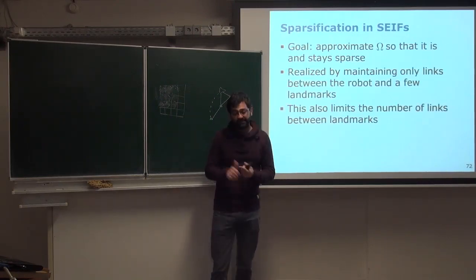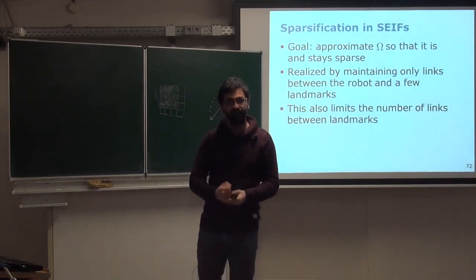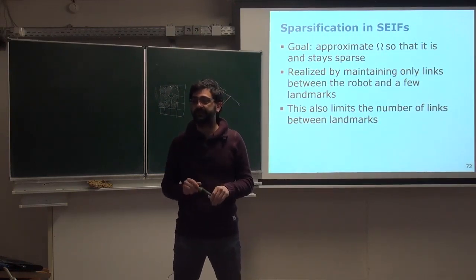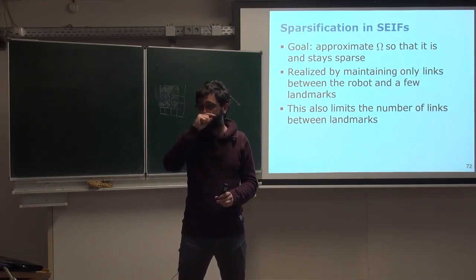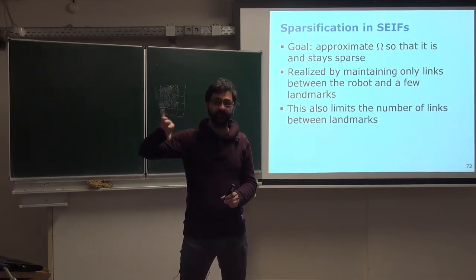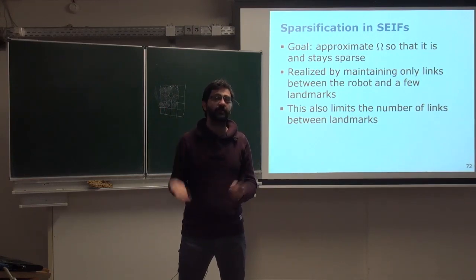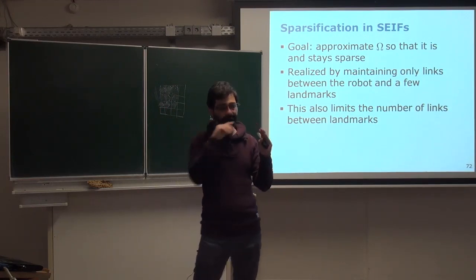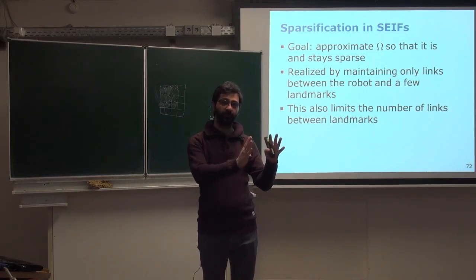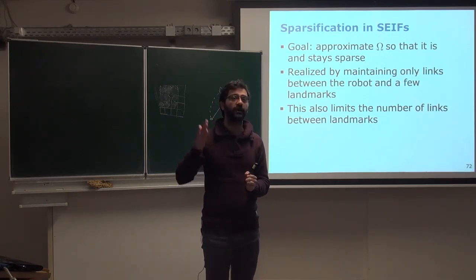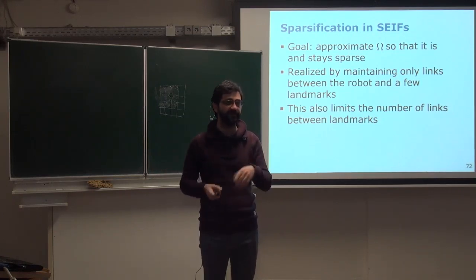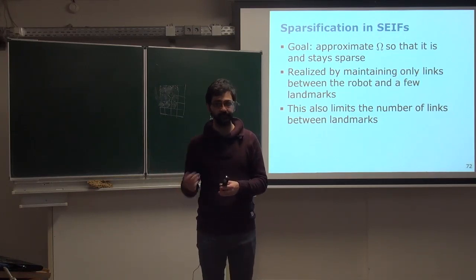So the idea, again, just to really enforce all of this, is that we only maintain links between the robot and a few selected landmarks. So we try to keep this dependence between the robot pose and the landmarks constant, because if we know that this is constant, we can ensure constant time updates in the step of the sparse extended information filter.